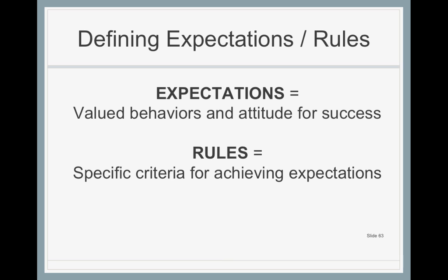Clearly defining expected behavior creates predictable, consistent environments and helps to prevent behavioral errors. Expectations are the broad concepts that describe the behavior that you determine are important for success school-wide. Rules are the specific criteria for achieving those expectations. What we identify as rules describe the expected behavior for each setting in objective terms.